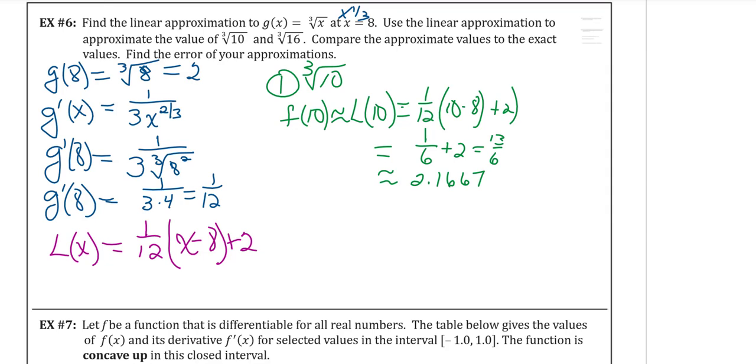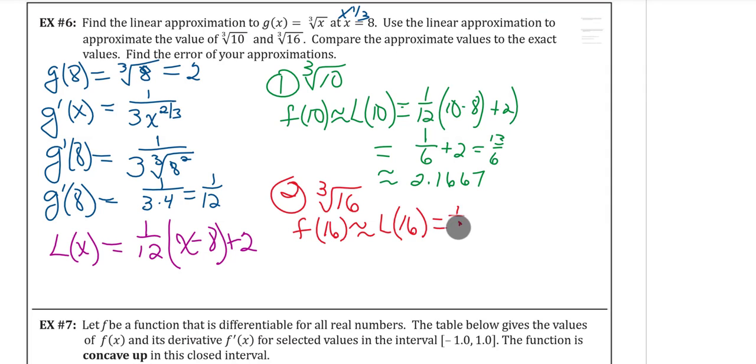Let's use a different color here. Let's do our cube root of 16. So f of 16 is going to be approximately equal to L of 16. That's going to be 1/12 times 16 minus 8 plus 2. If I do the arithmetic here, I get 8/3, which is equal to 2.667. Okay, so what about our error analysis?